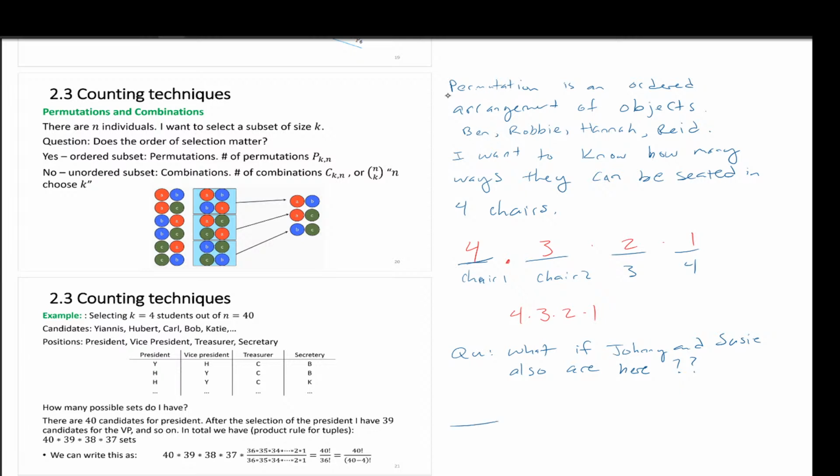Well, then I do the same thing. I look at the chairs. I could say chair 1, 2, 3, 4. And now I say, okay, for chair 1, how many people can I put there? Well, I can put 6 people there. And then any of the remaining 5 can go in chair 2. Any of the remaining 4 can go in chair 3. And any of the remaining 3 can go in chair 4. So 6 times 5 times 4 times 3.